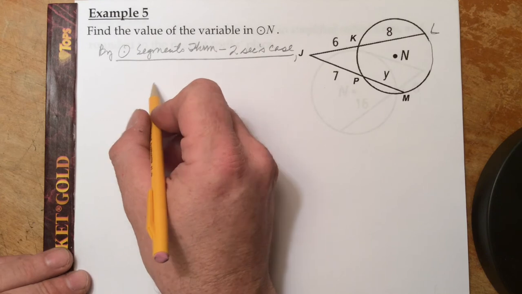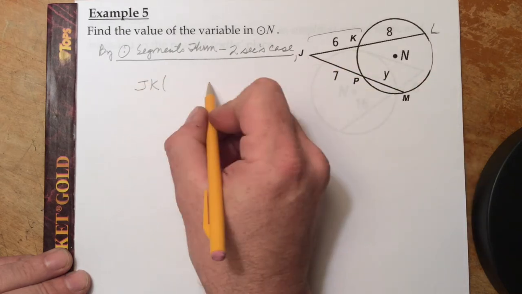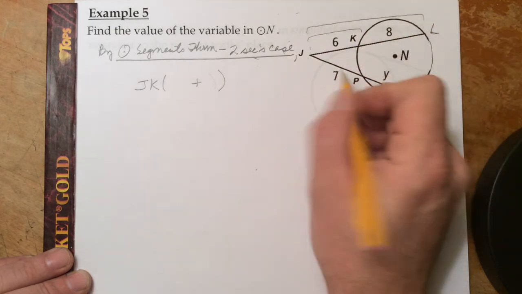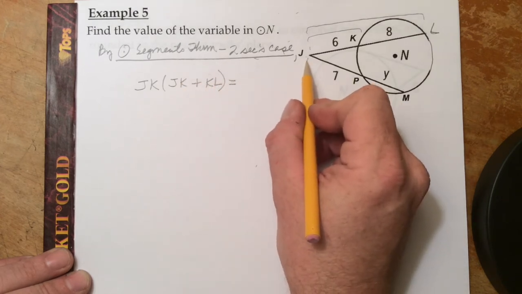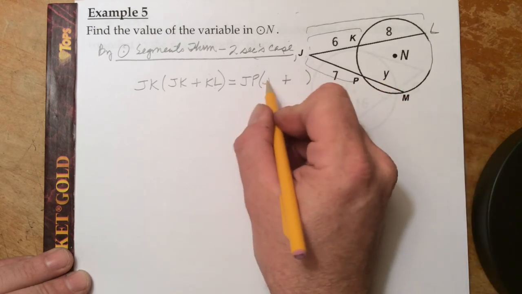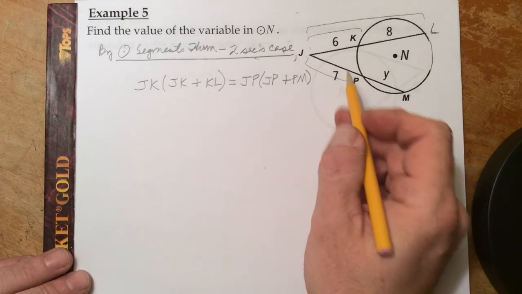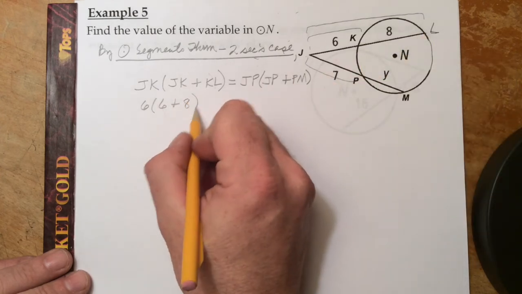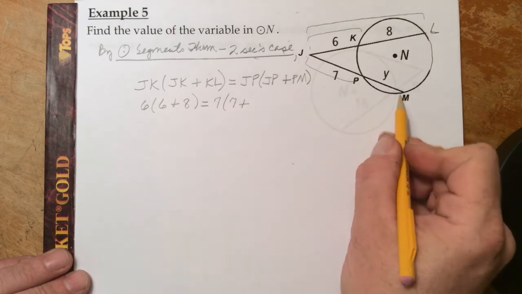This theorem says that this outer part of the secant, JK, times the sum of the same one and the one inside, JK plus KL, equals the same thing with this one, the outside of the secant, JP, times the sum of JP plus PM. Taking this equation, we substitute in all variables and numerical values. JK is 6 times JK again is 6 plus KL is 8 equals JP is 7 times JP again is 7 plus PM, which is y.